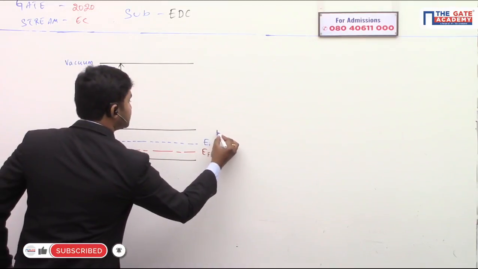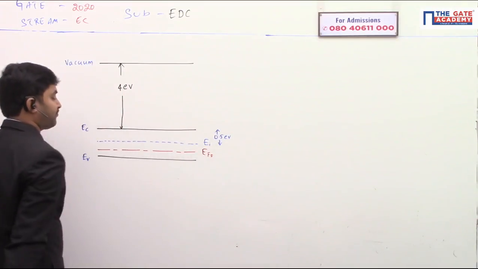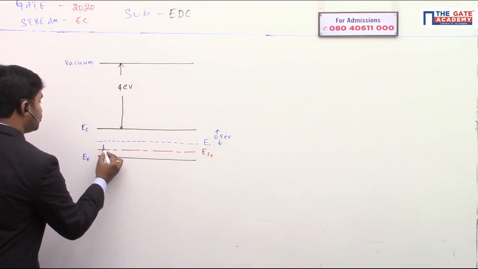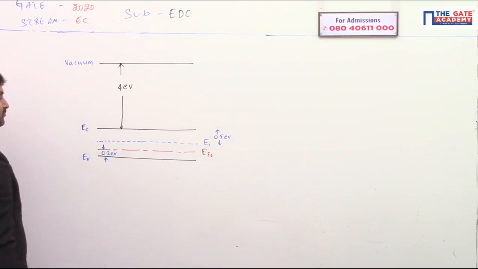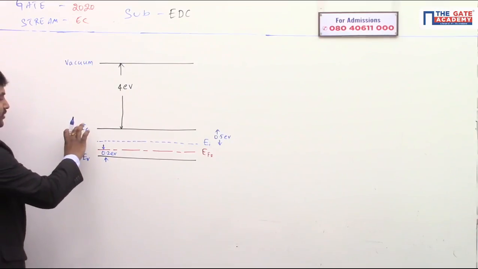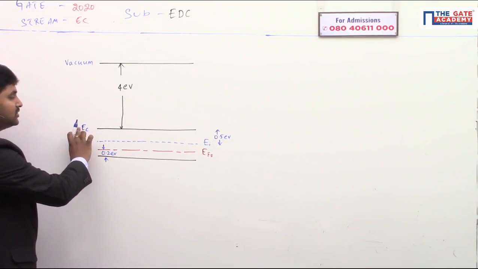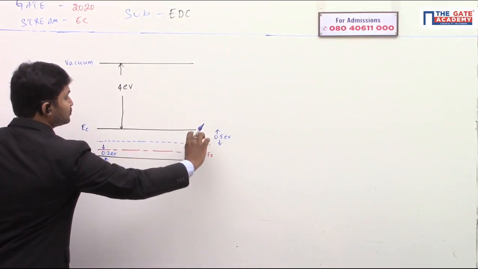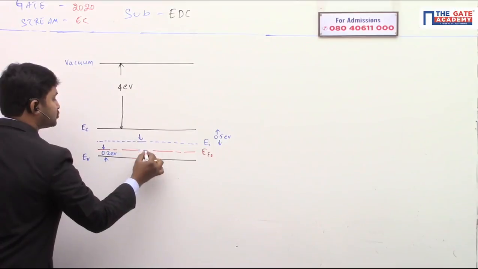So this distance, obviously it is given as 0.5 electron volts. And here it is given as 0.2 electron volts, this part. So totally it is given that it's 1 electron volt. In the question itself it is mentioned that it's 1 electron volt. So mid is 0.5, so this should also be 0.5. This is given as 0.2. It means that this part has to be 0.3.